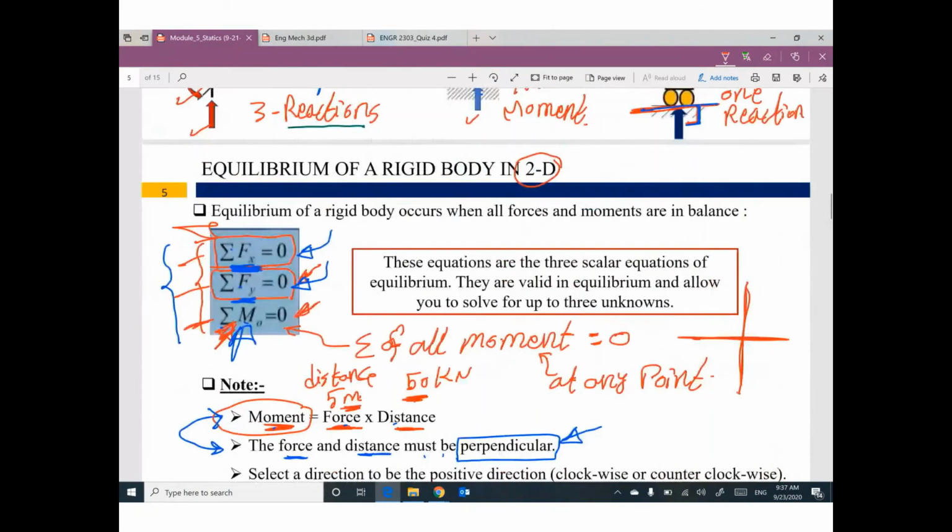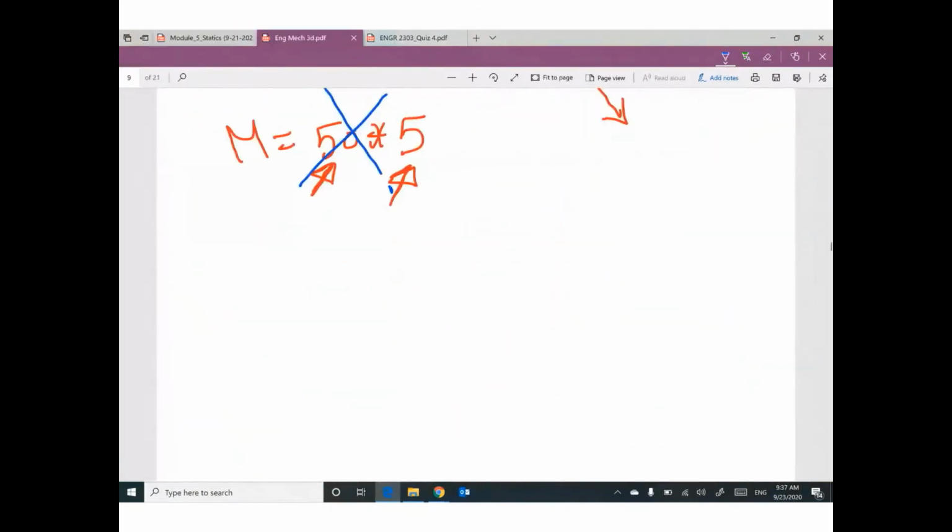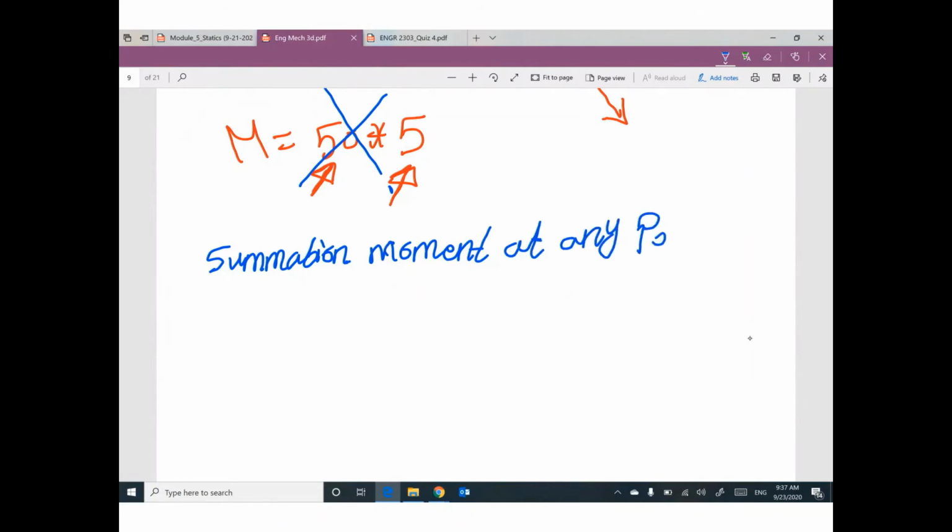Summation moment. Let me write this equation here. This equation can be called summation moment at any point equals 0. Summation moment at any point equals 0.